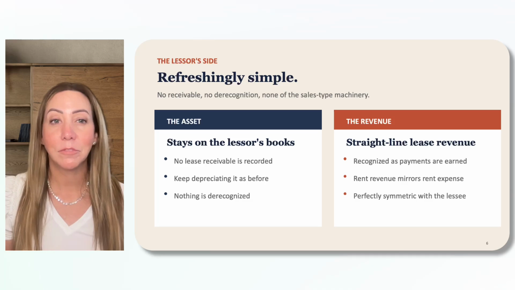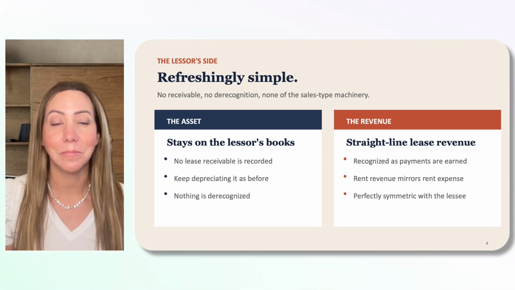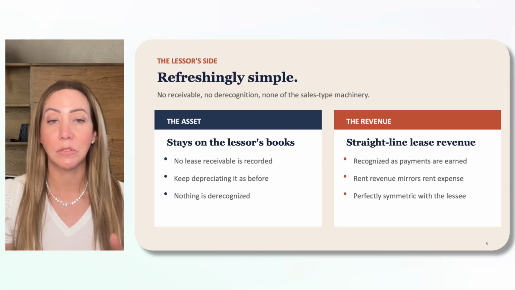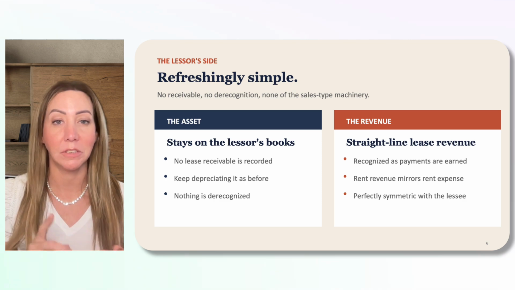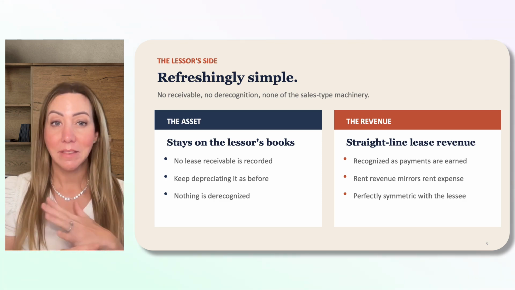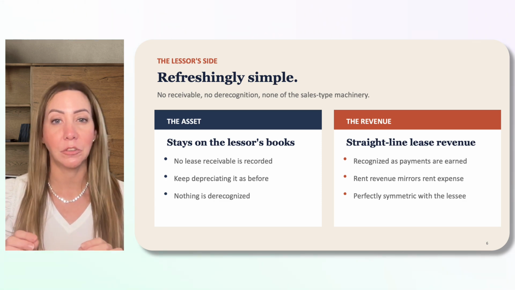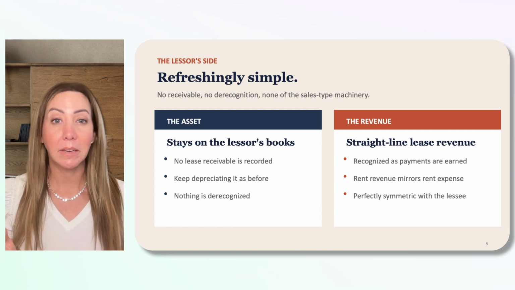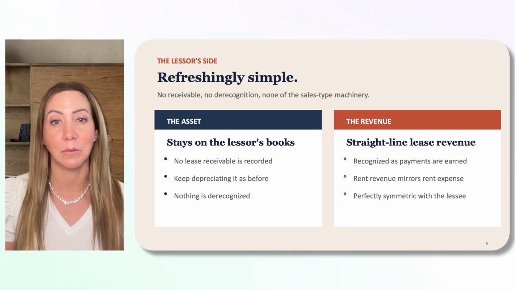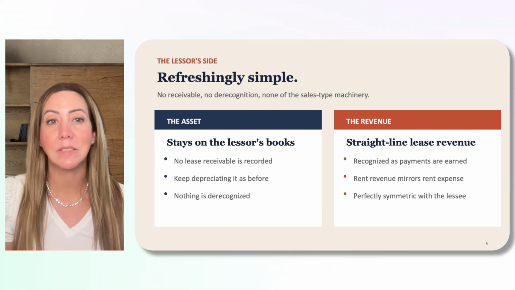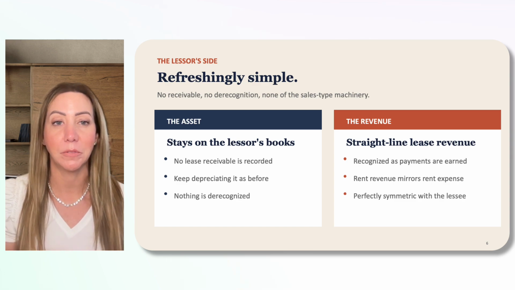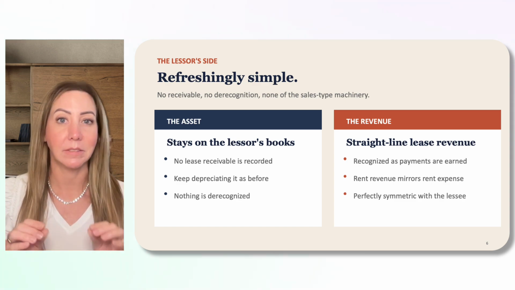And for an operating lease, the lessor's life is easy. The asset never leaves the lessor's books, no receivable, no derecognition, none of the sales type machinery. The lessor keeps the asset and keeps depreciating it just like before and recognizes lease revenue straight line as they receive payments. Rent revenue on one side, rent expense on the other side. Perfectly symmetric and refreshingly simple.